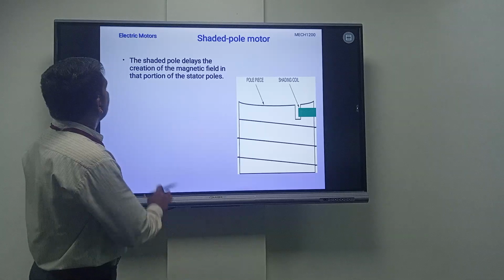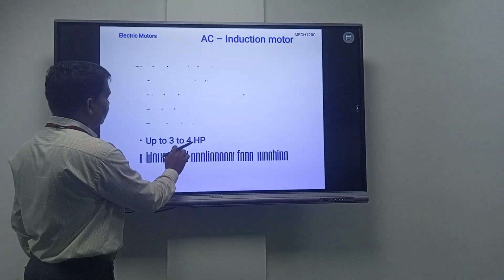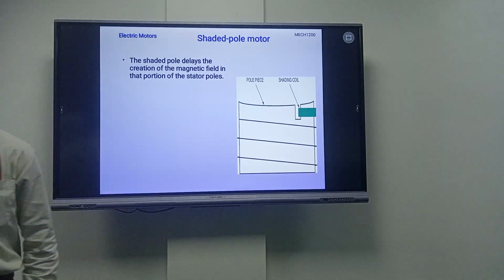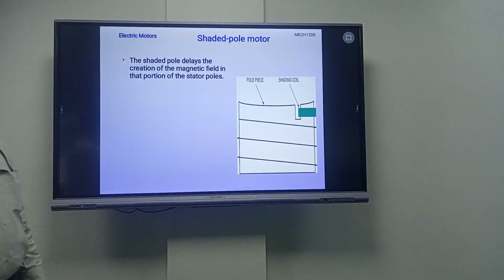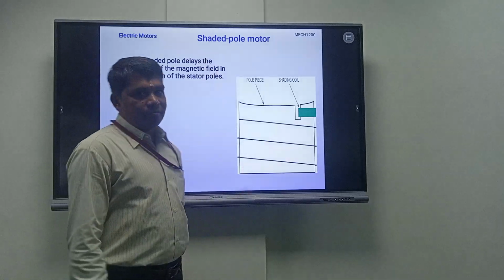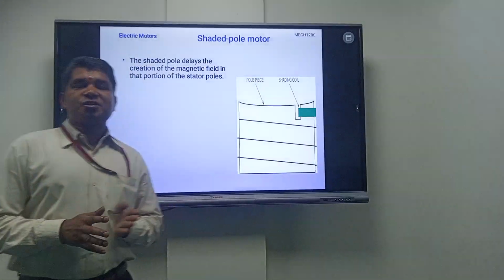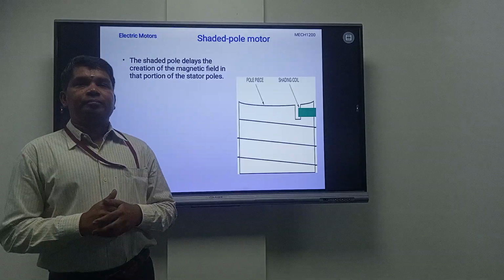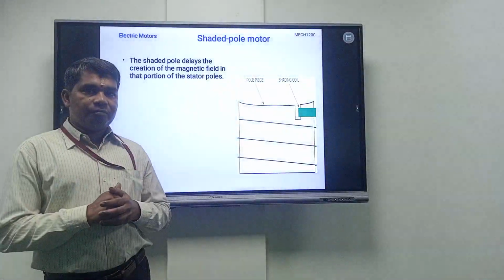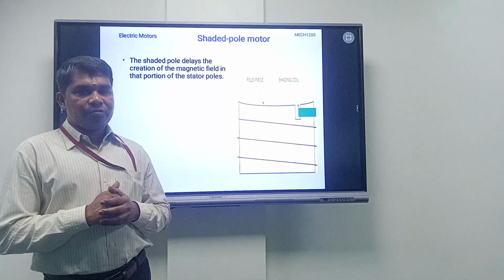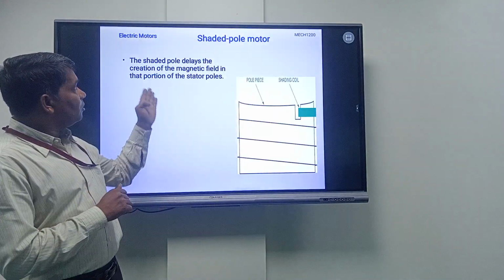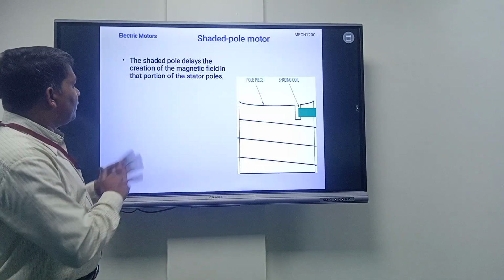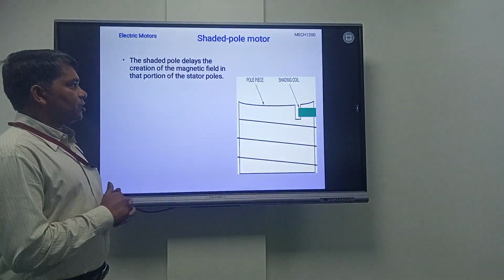Yes. So this is the type of induction motor. One is called the shaded pole motor. The basic construction we have seen, and the types of induction motor we have seen, and these are the different types of induction motor shown here. The shaded pole induction motor.